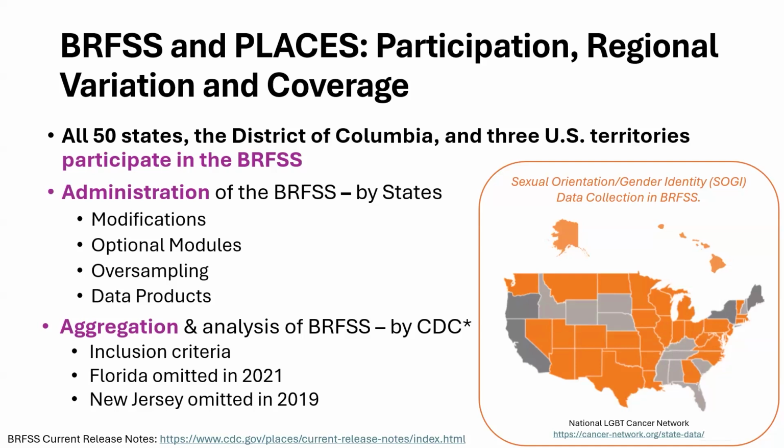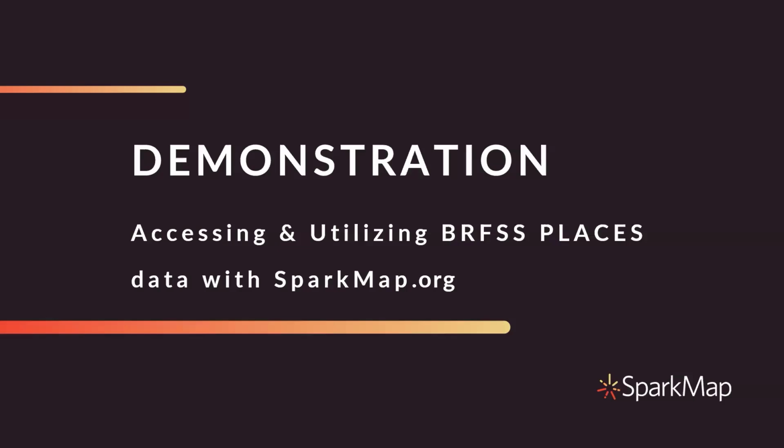And that's in 2021 with the 2021 survey. Data for Florida were omitted from the aggregation because CDC didn't feel that they had enough samples to reliably produce estimates, and the same in 2019 for New Jersey. But in the latest survey year, so for the 2022 survey, 2024 release, there is data for all states and areas. So with that background information, I will turn things over to Jordan to show you how to find and use the BRFSS data, PLACES data in SparkMap.